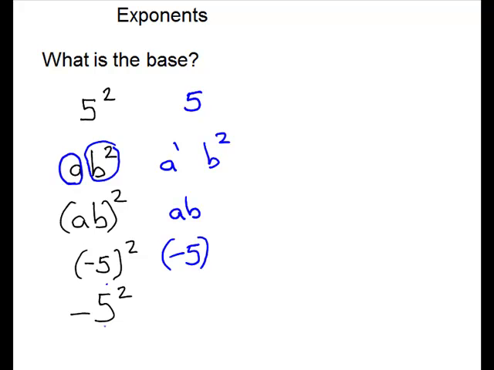On our last one, only the 5 goes to the power. There's no parentheses. The sign does not get to go. So the base here is 5.